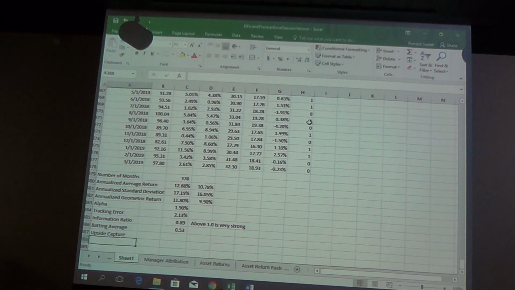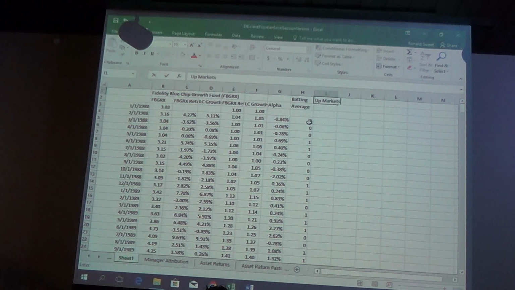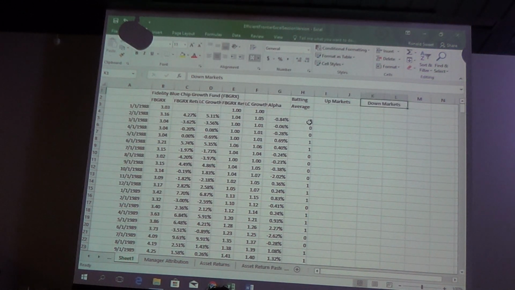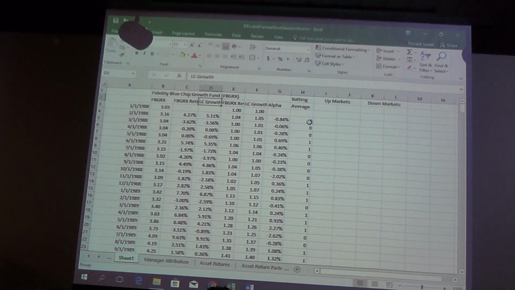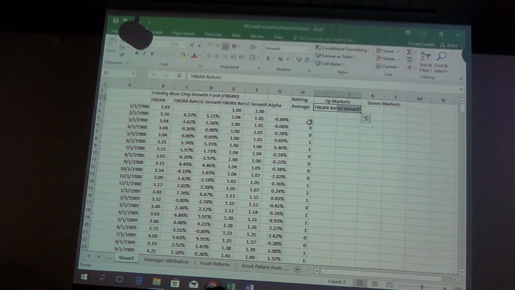And then the last two you want to do is the upside capture and the downside capture. This one's a little bit more involved. So we're going to look at up markets. We're going to look at down markets. And we're going to look at our fund and the index, and our fund and the index.